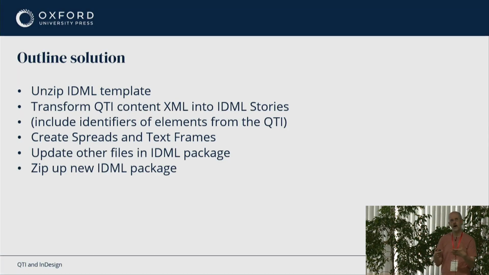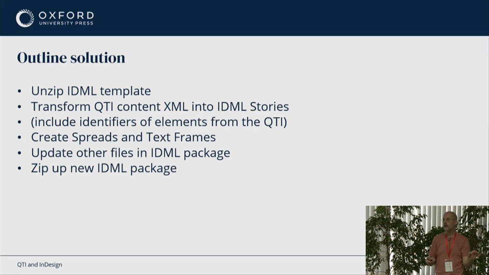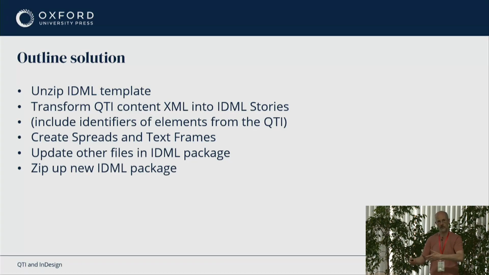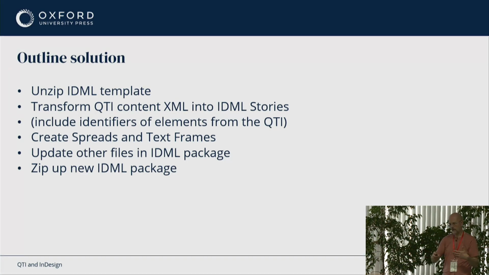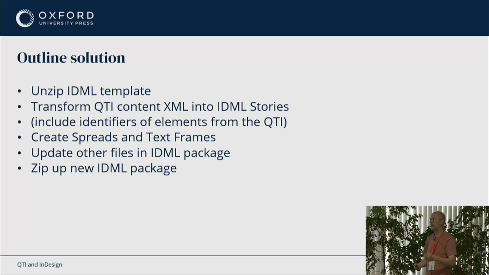So IDML has its own manifest called a design map, which references all the different files in the package. So we create a new file, so we have to update the design map. We zip it all up again, and that's the document. This is all executed with an XProc pipeline, and I wanted to credit Akim, who gave me help. Can't see him. With writing and understanding XProc.